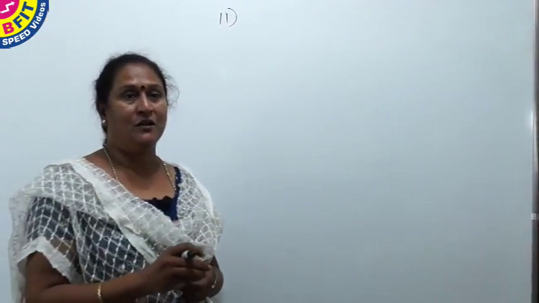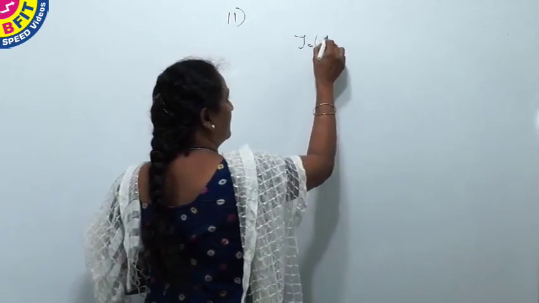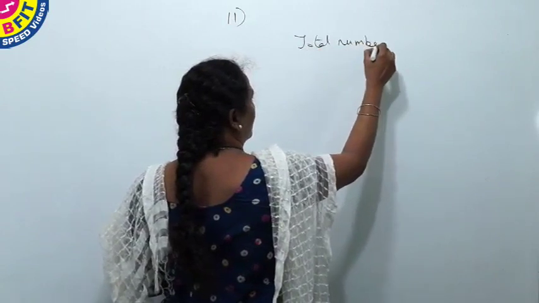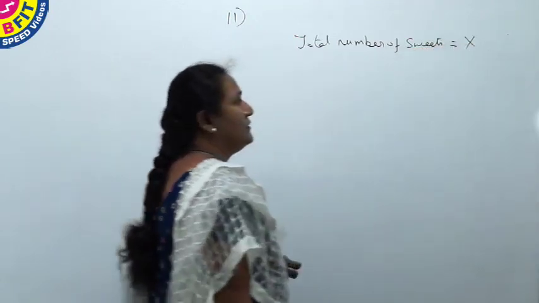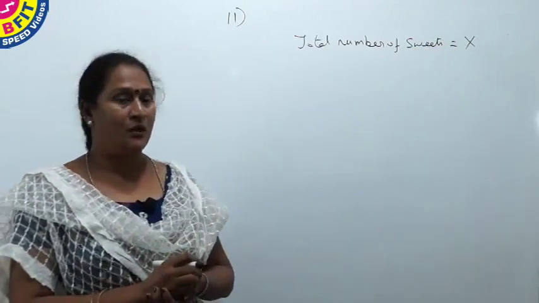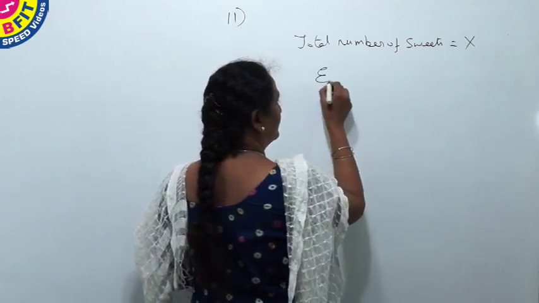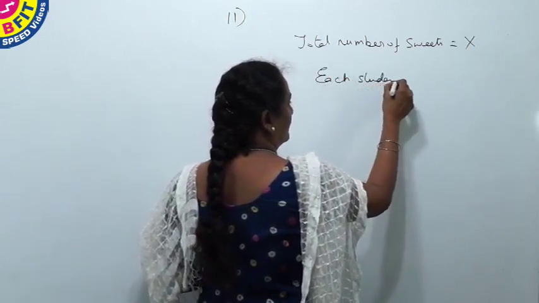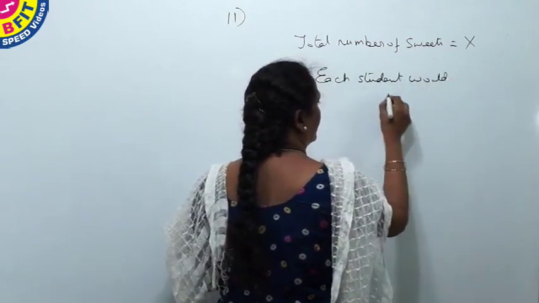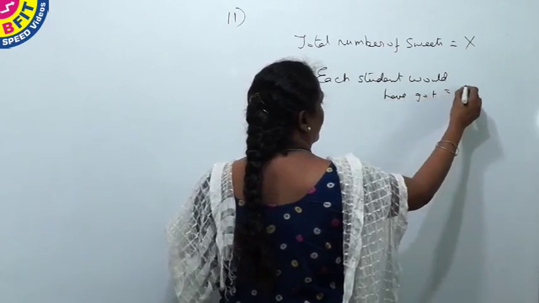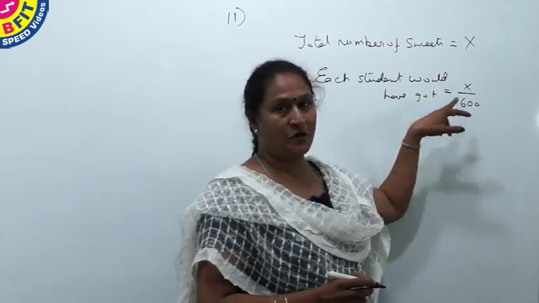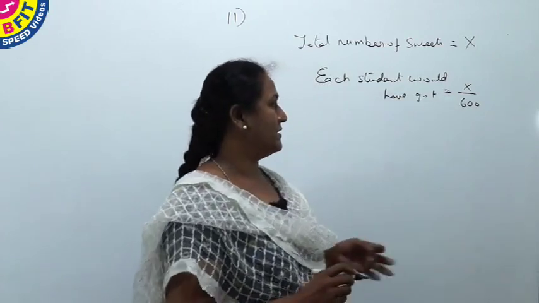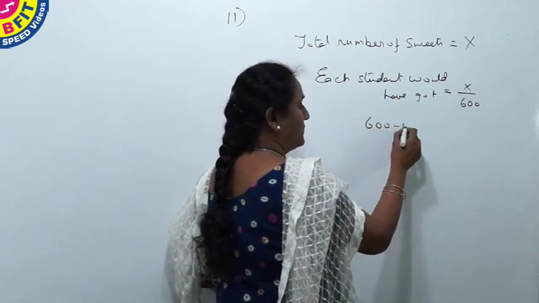So we'll assume that the total sweets planned were X. So total number of sweets, we'll take it as X. So if 600 students were present, each student would have got X by 600. So as X sweets should be distributed among 600 students, each student would have got X by 600. So now 120 students were absent.